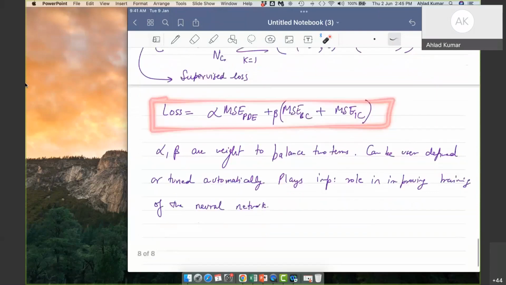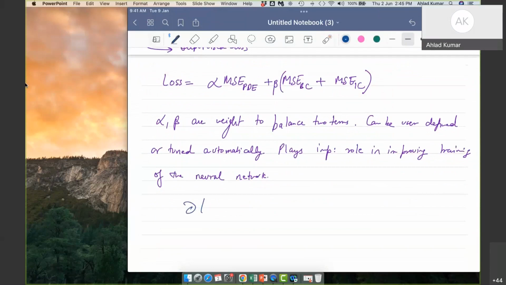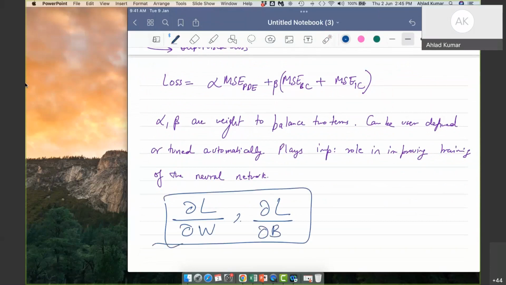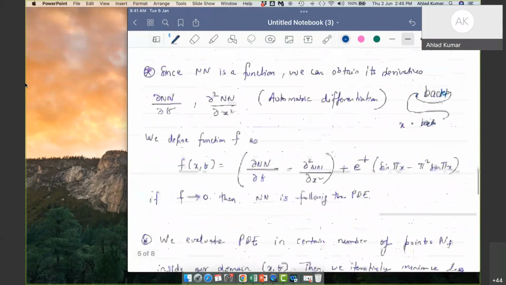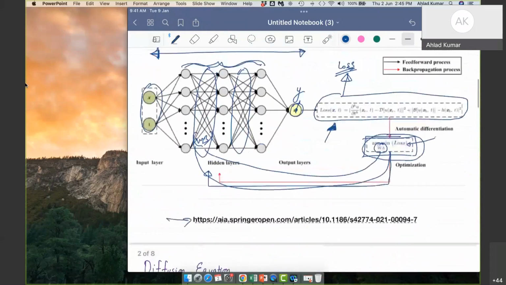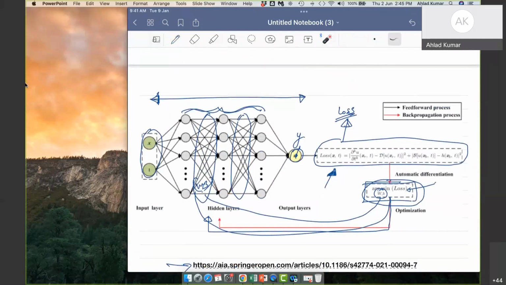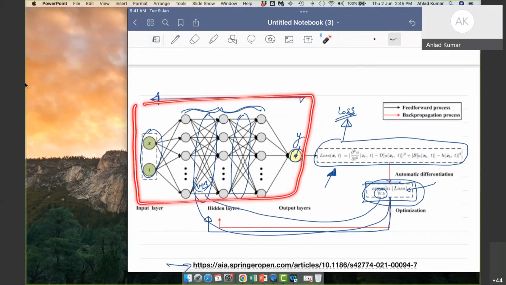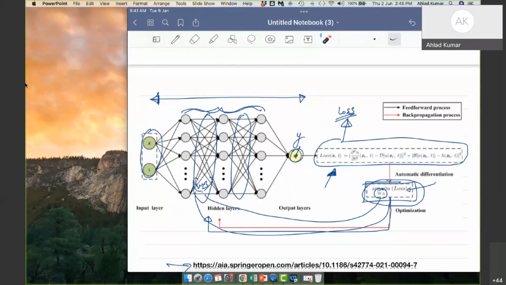Once you have this loss function, you can take the derivatives of the loss with respect to the weights and the derivative of the loss with respect to the bias, and then you can use gradient descent to update the weights and bias of the neural network, so that you can train your network to follow the partial differential equation behavior which is over here. Once you do all this process, this neural network is ready to predict the values, or you can say the trajectory which the differential equation will follow.